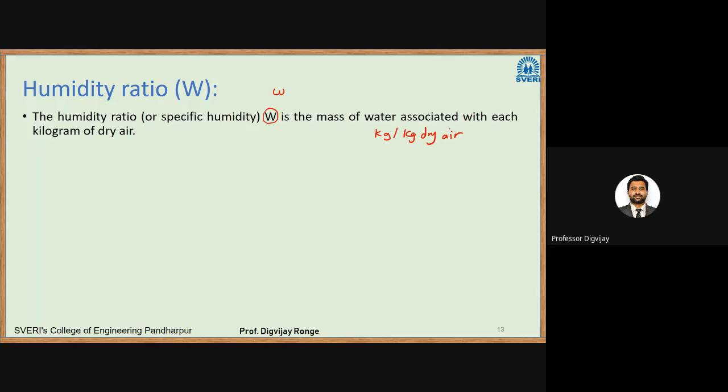Okay. So if you take a mixture of air, this atmospheric air is a mixture of dry air, okay, and water vapors. So that is what we call moist air. Okay, so this is moist air. So moist air is a mixture of dry air and water vapor. So it has some mass in kg. If you take the kg of mass of water vapor per kg of the dry air, that ratio is nothing but the humidity ratio. Okay, so kg of water associated with kg of dry air. So that ratio is the humidity ratio.